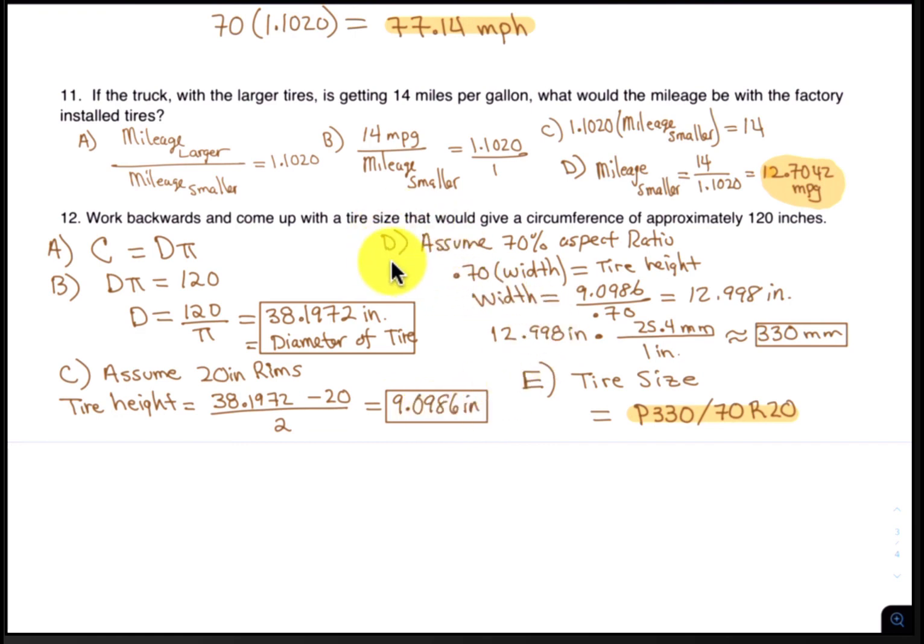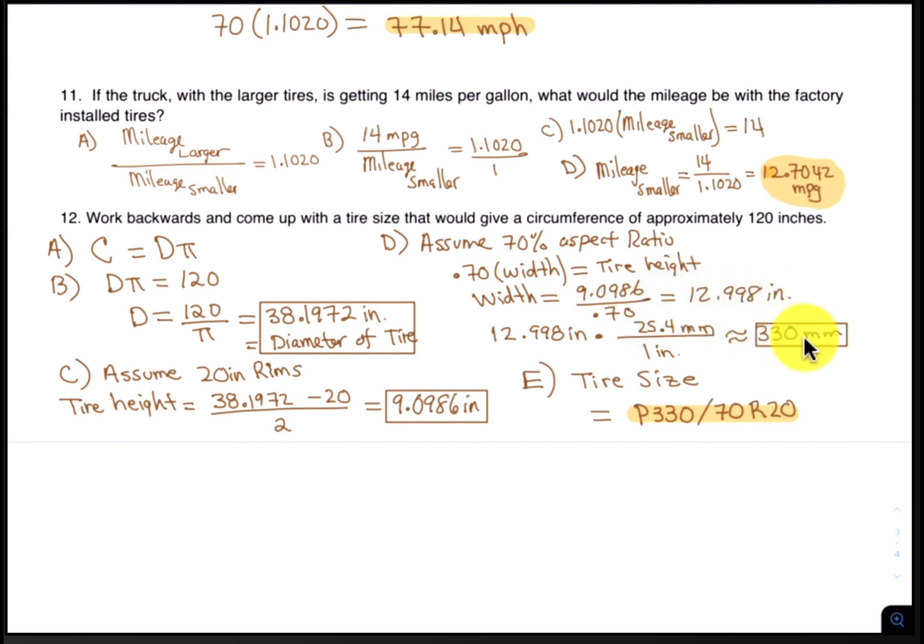We move to section D. You have to assume an aspect ratio because that's not given. So I'm going to assume that we have a 70% aspect ratio. So that means that 70% of the width is equal to the height of the tire. So all we have to do now to get the width is to divide by 0.70. So the width is the tire's height, that's 9.0986, divided by the 0.70. And that gives us the width of the tire, which is 12.998 inches.